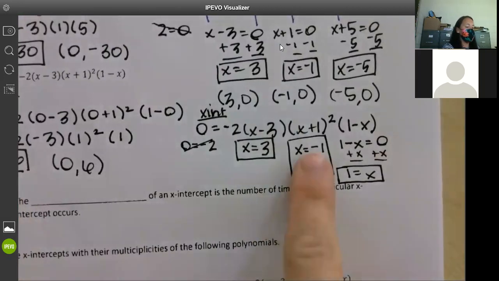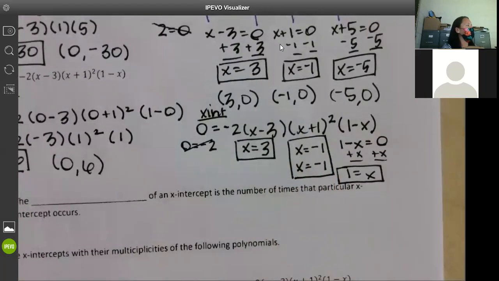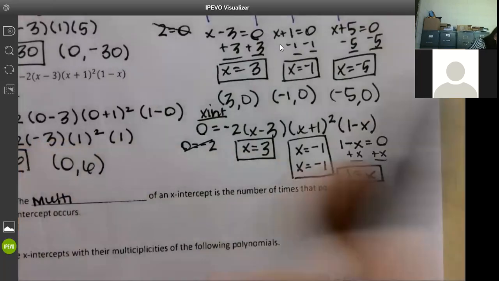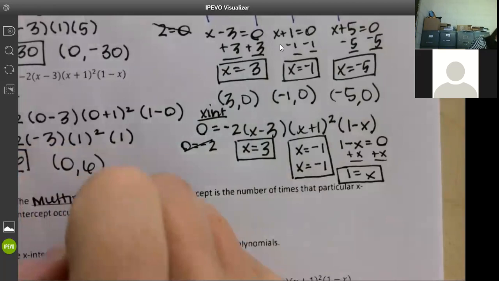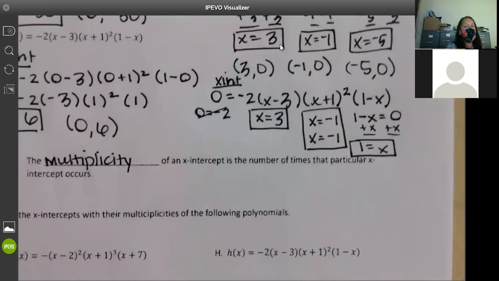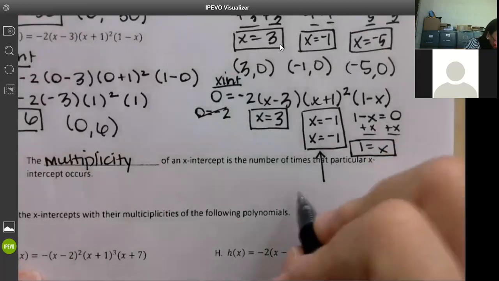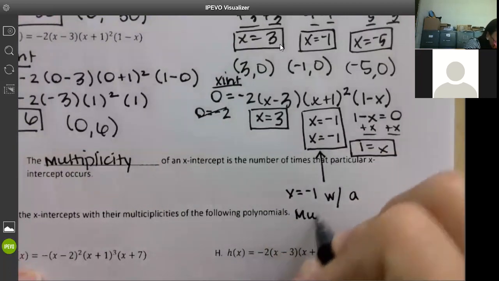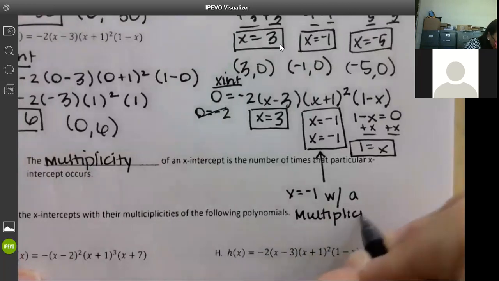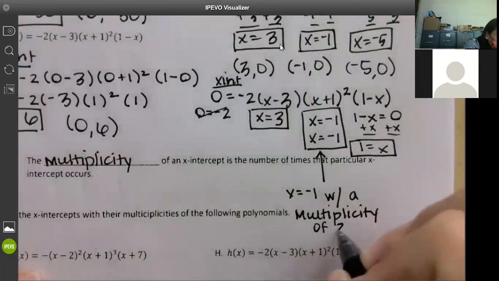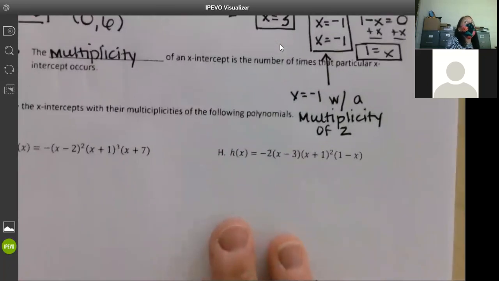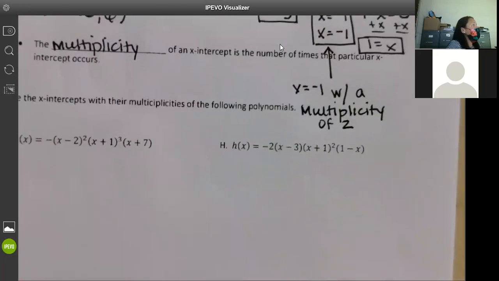All right, so we're going to talk about this double root right here. I call it a double root. They call it using multiplicity. The multiplicity of an x-intercept is the number of times that particular x-intercept occurs. So this one, because we've already done it, you would say x equals negative 1 with a multiplicity of 2. That means it happens twice. So if it were cubed, it would be a multiplicity of 3. Make sense? Pretty simple. It's not too bad, guys.